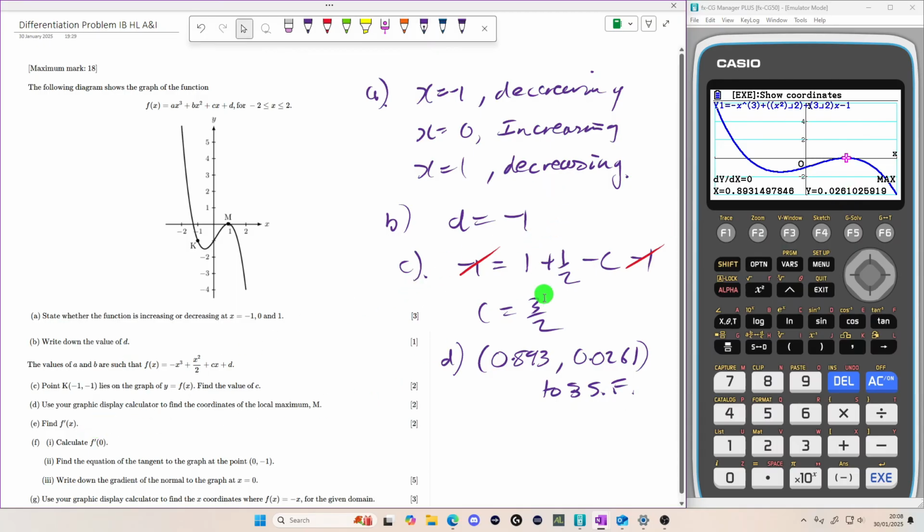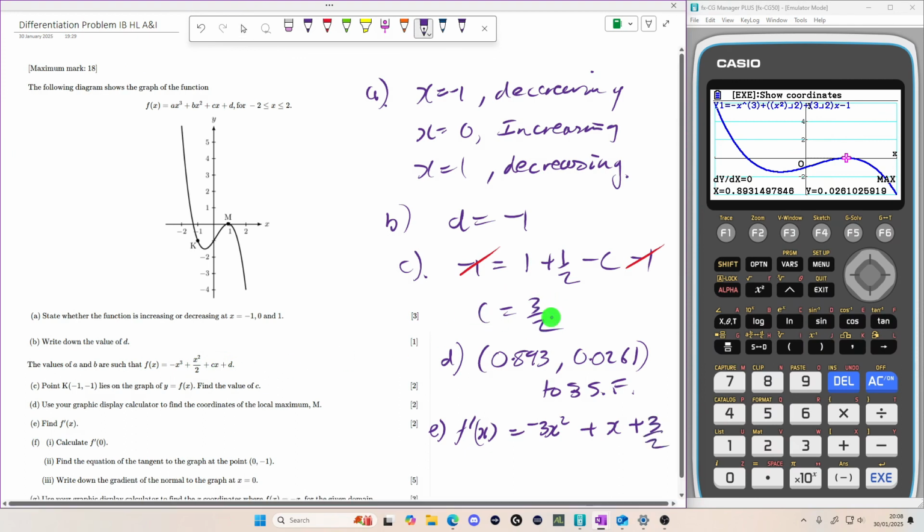Part E, find f dash of x. So we want to differentiate this. So f dash of x will equal: the x cubed will go to minus 3x squared, take 1 off the power, times by the power. Plus, we're going to get 2 times a half, so we get x, and then we're going to get the plus the value of c. Once x is differentiated, we get 3 over 2 for the derivative of that.